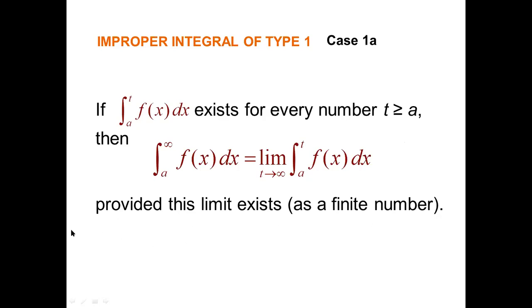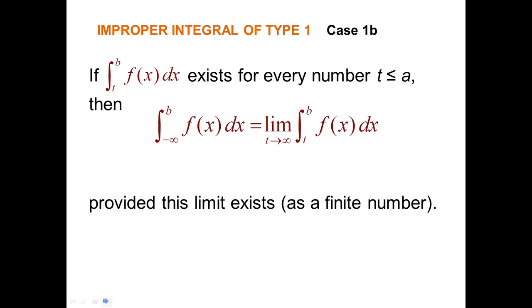I will simplify it, class. What we mean by provided that this limit exists as a finite number is that you will have a definite answer for this integral, just like the one that I have mentioned in the previous slide. Okay, that's improper integral type 1, case 1a.